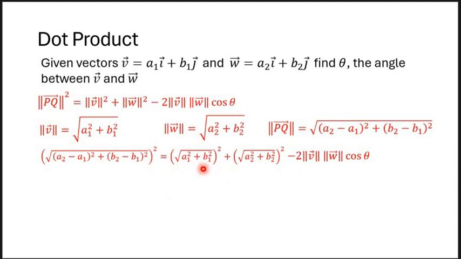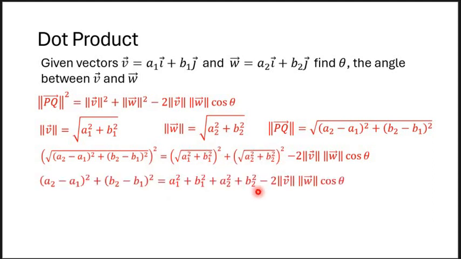The squares here are going to cancel the square roots, and we're going to get this. So I get a2 minus a1 squared plus b2 minus b1 squared is equal to a1 squared plus b1 squared plus a2 squared plus b2 squared minus 2 times the product of the magnitudes times the cosine of theta.